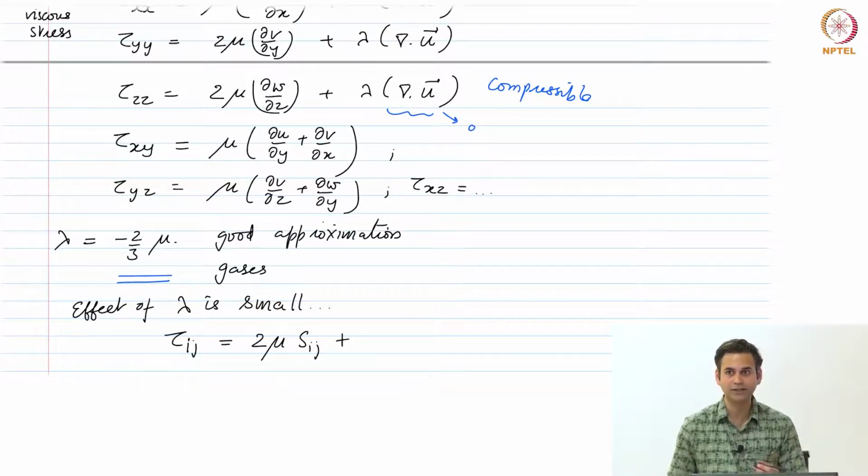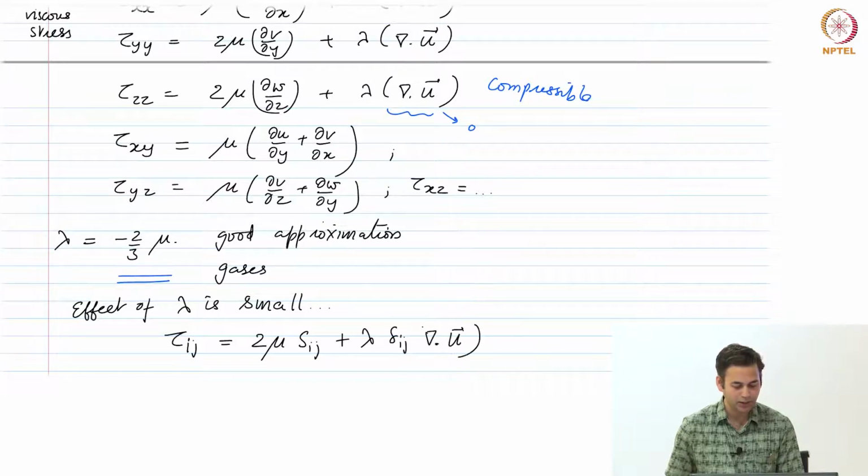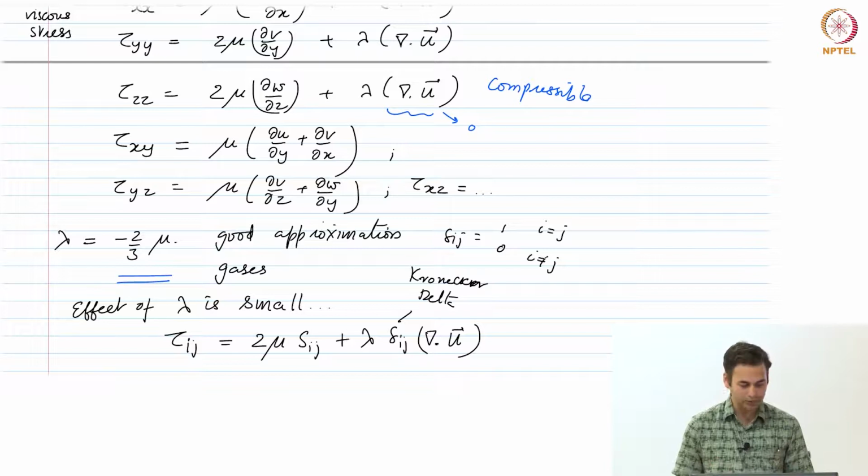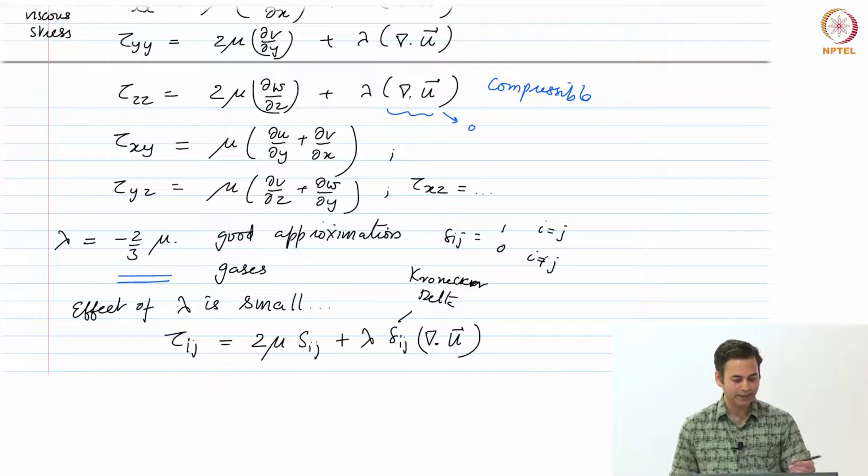I use a delta function, that is the Kronecker delta. So that will be lambda times delta ij times del dot u bar, where delta ij is the Kronecker delta function, which equals 1 if i equals j, and 0 if i does not equal j. So, we can write down this one. This is a simple formula that relates the shear stresses to the strain rates that we have.